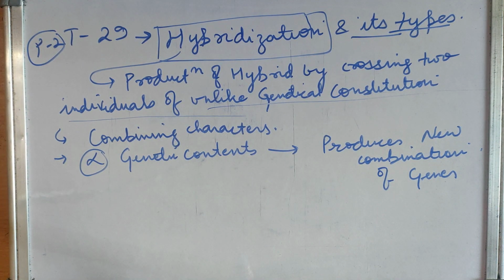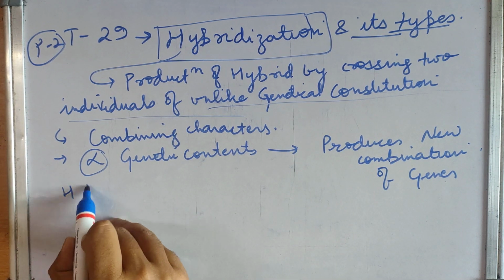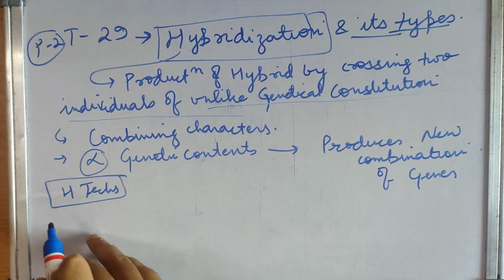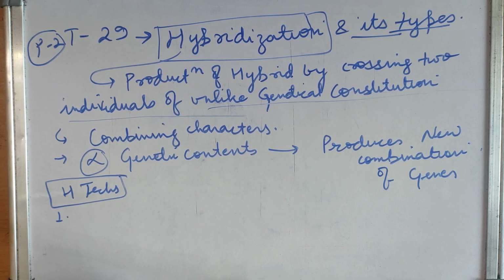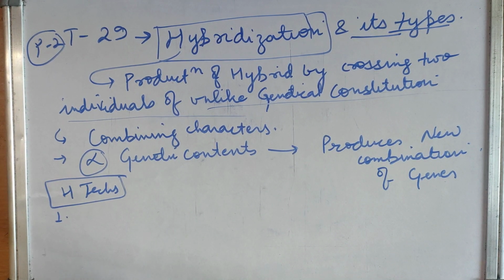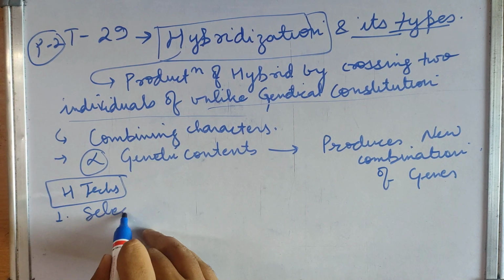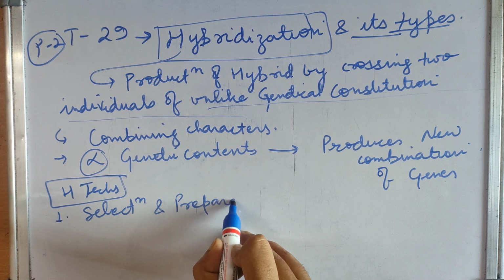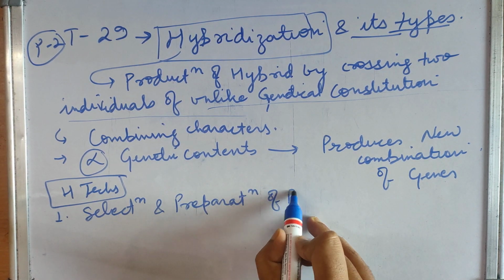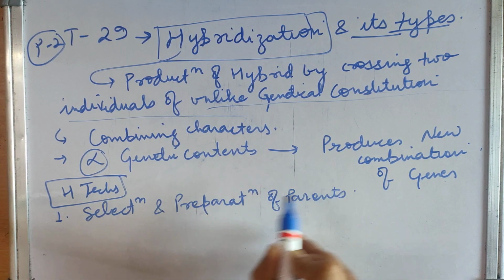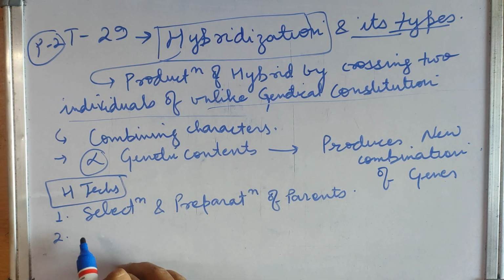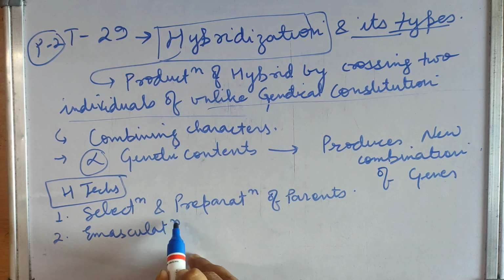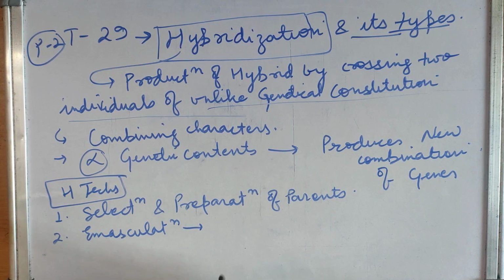Now, what are hybridization techniques? First of all, we do selection and preparation of parents. Secondly, we do emasculation. I hope you all know emasculation. What is emasculation? It is removal of anthers.